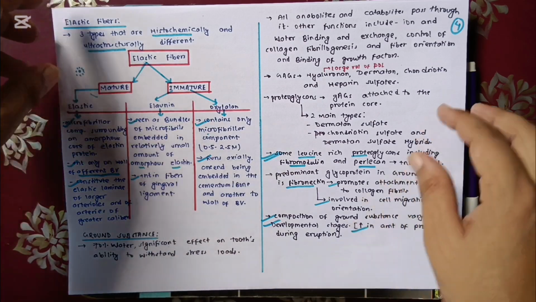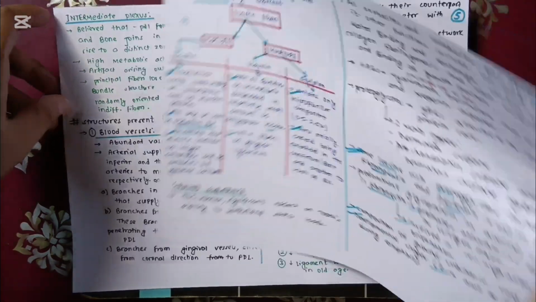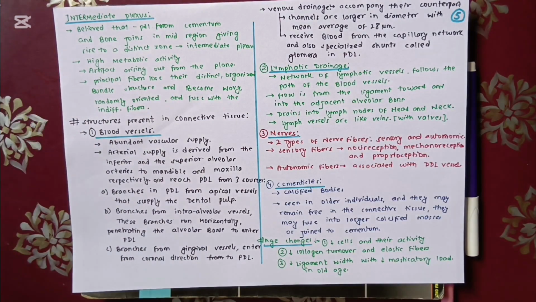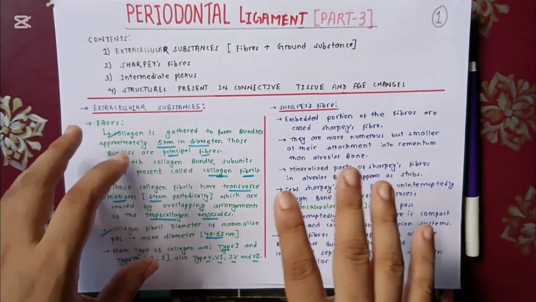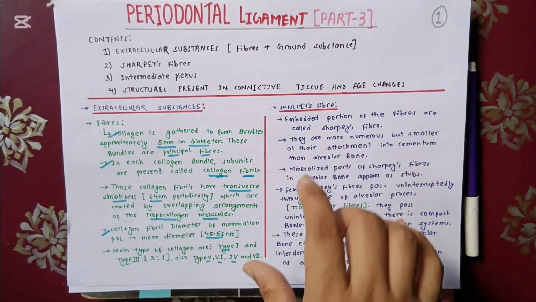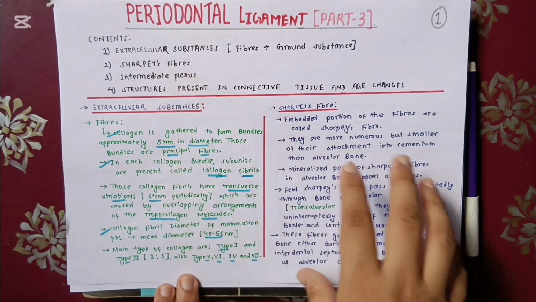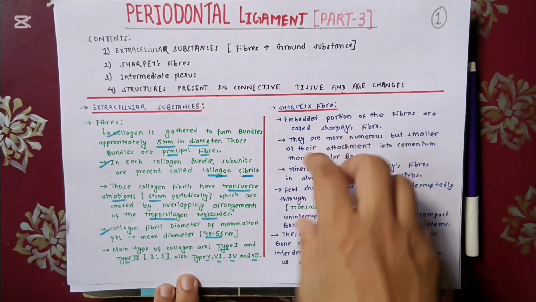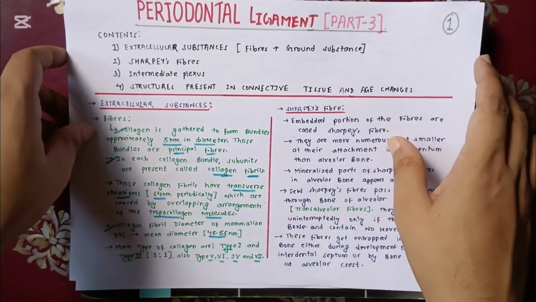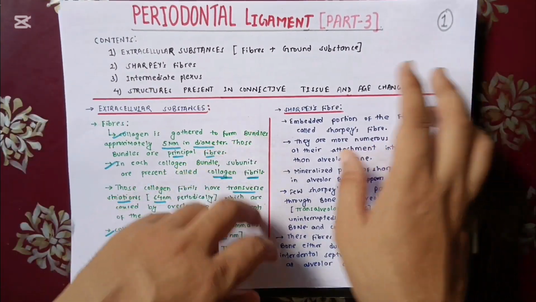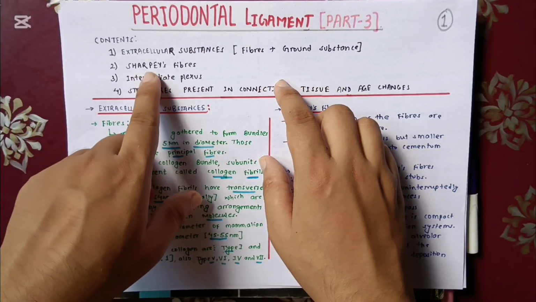Okay, so we have completed this ground substance, and after this, I will again take you to the first paper. And in the first paper, as I have mentioned, about the surface fiber. Okay, so I am going in the flow, explaining all those points that I have written here serially. So we have completed the extracellular substances, fibers, and ground substance.